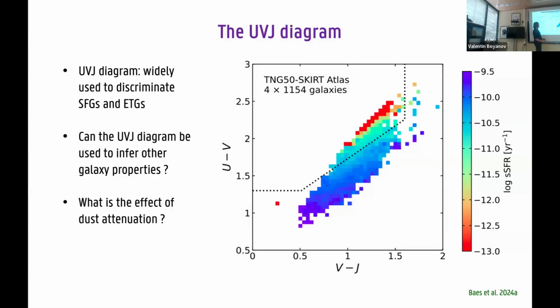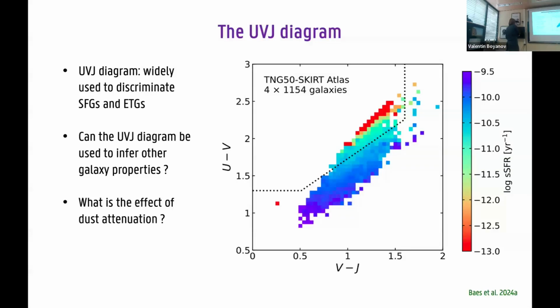The reason is that if you have more and more dust, galaxies move perpendicular to this line and keep out of this region. And you see here that the color shows the specific star formation rate. Of course, early type galaxies have a very low specific star formation rate, and they are all in this top region.